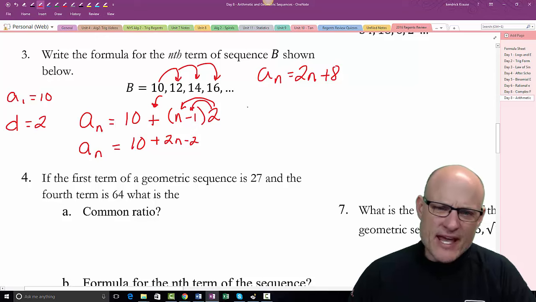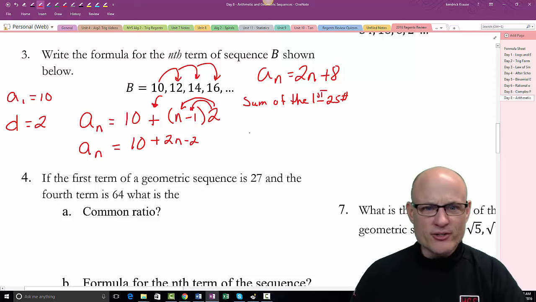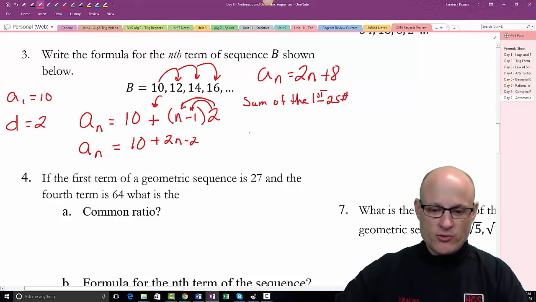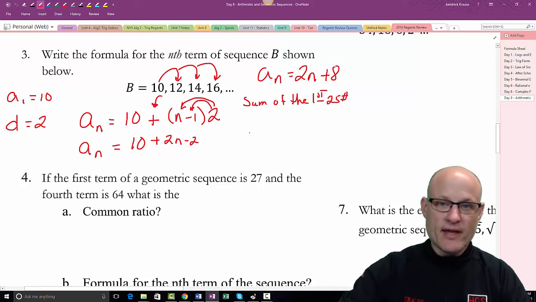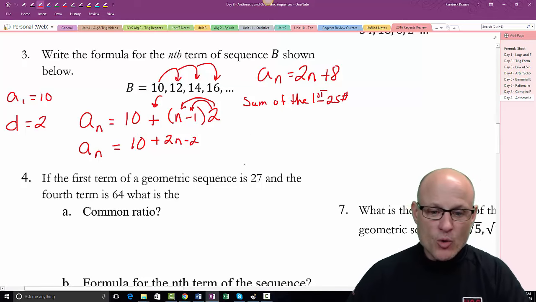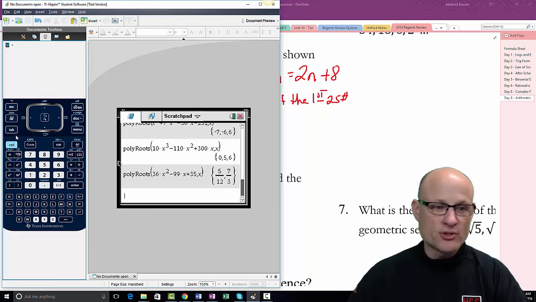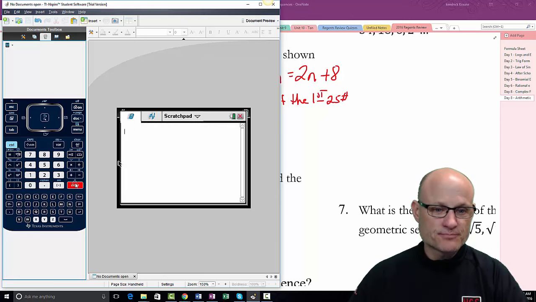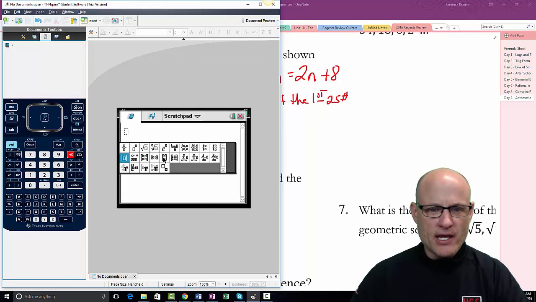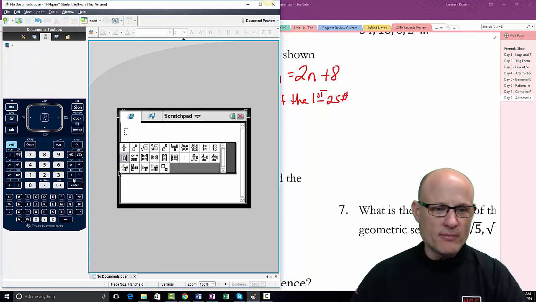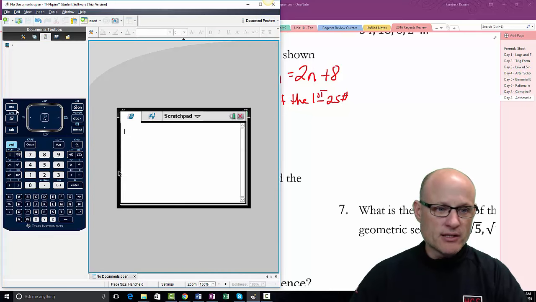Now, what if they ask for the sum of the first 25 numbers in the sequence? Now, you could do it: 10, 12, 14, 16, and so on, and then get them all and add them up. Or you can use your calculator. So let's use our calculator. So you go into this crazy button right here. It's right here. It's in red now. And you click on the summation one. Oh, man, it doesn't like me. All right, I got to do it this way.